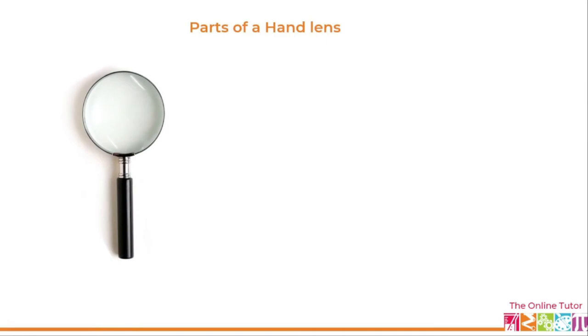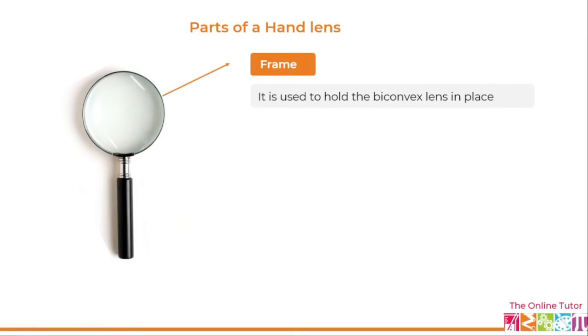Now let's look at the parts of a hand lens and their uses as well. So the first part of the hand lens we want to look at is what is called the frame. Now the frame is used to hold the biconvex lens or the lens in place. So the frame holds the lens that is used to magnify the object in position so that it can be used and focused on the specimen to be able to visualize it in a much bigger form.